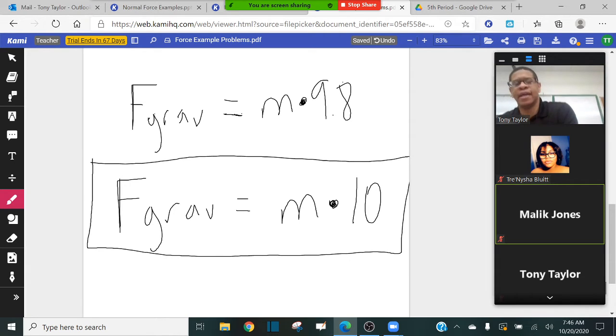So I would write that down, because that's the equation you're going to be using for your homework problems. Force of gravity is equal to mass times 10. Again, we're just rounding 9.8 off to 10 to make your calculations easier. Since 9.8 is so close to 10, we can basically just round it off to give a very close estimate for what the magnitude of the force of gravity is. So just something I want you guys to keep in mind, okay?